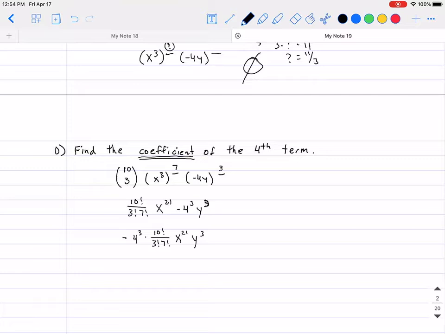And since it says I'm only looking for the coefficient, then my actual answer, and this is the part that's a little tricky, is just the numerical value, which is this over here. So you actually disregard the x to the 21 and also the y to the third.